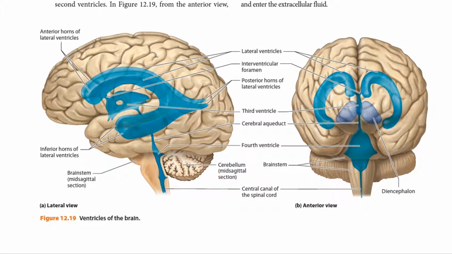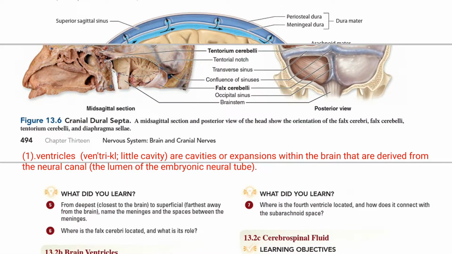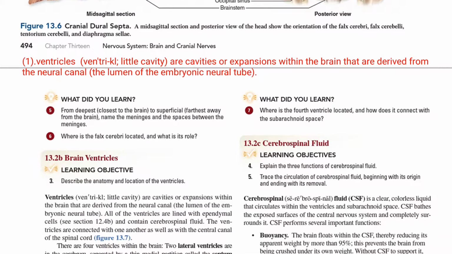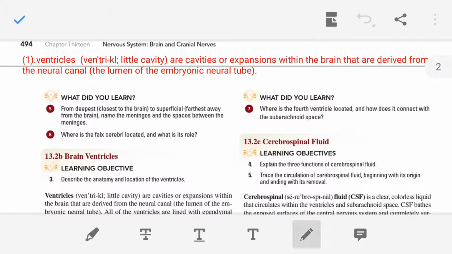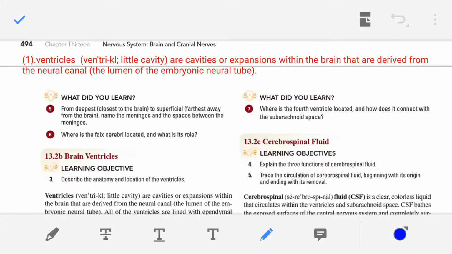This figure is showing the brain ventricles. Observe this figure and read all the names. Now we are starting with the first point, ventricle. What is the meaning of ventricle? Ventricle means little cavity.